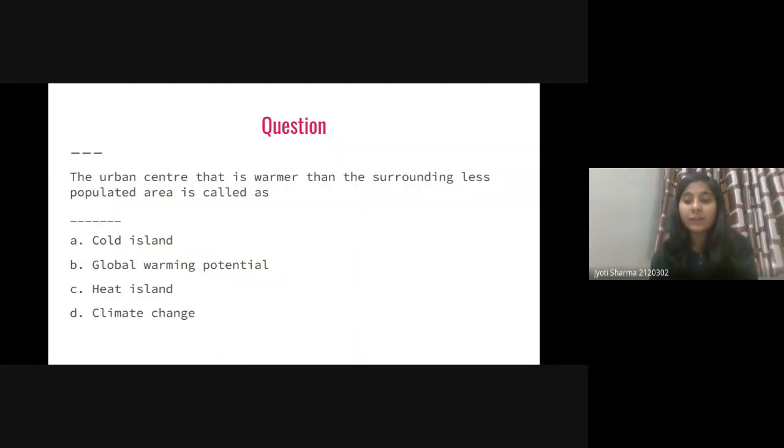Why? Because of the difference in the reflectivity and the difference in the wind movement, which will be different in the urban area and in the rural area. For example, in rural areas we have settlements that are not that many multi-story settlements. Okay, but in the urban area we have like 20 multi-story buildings. So what will happen is, it can restrict your wind movement.